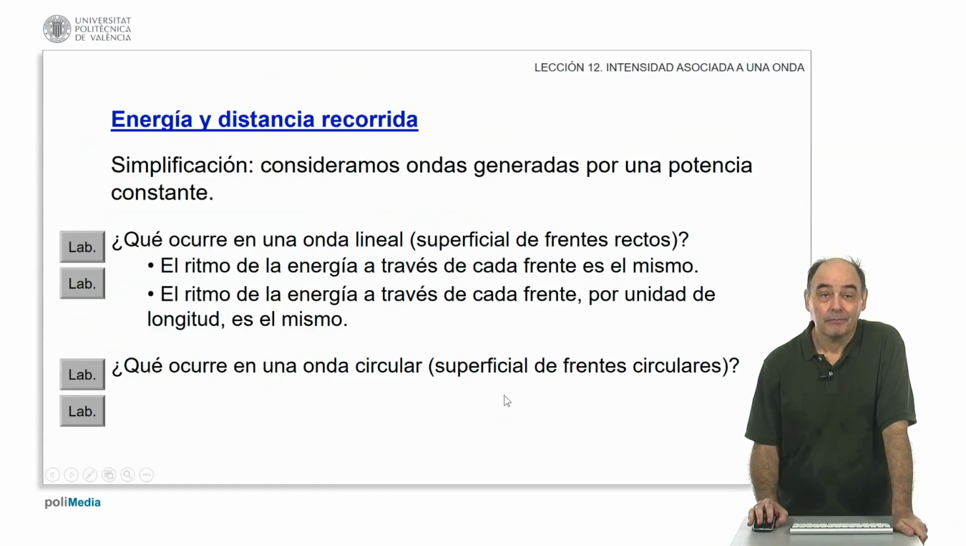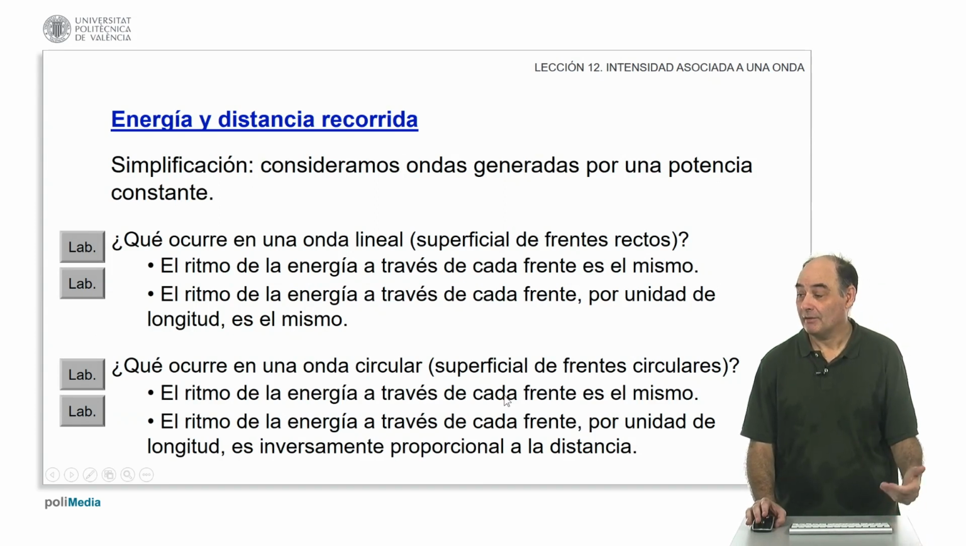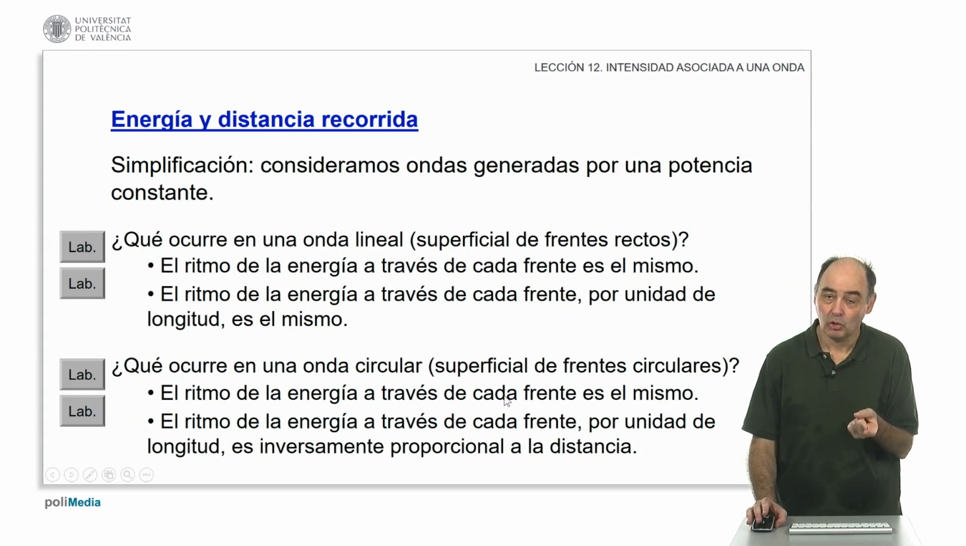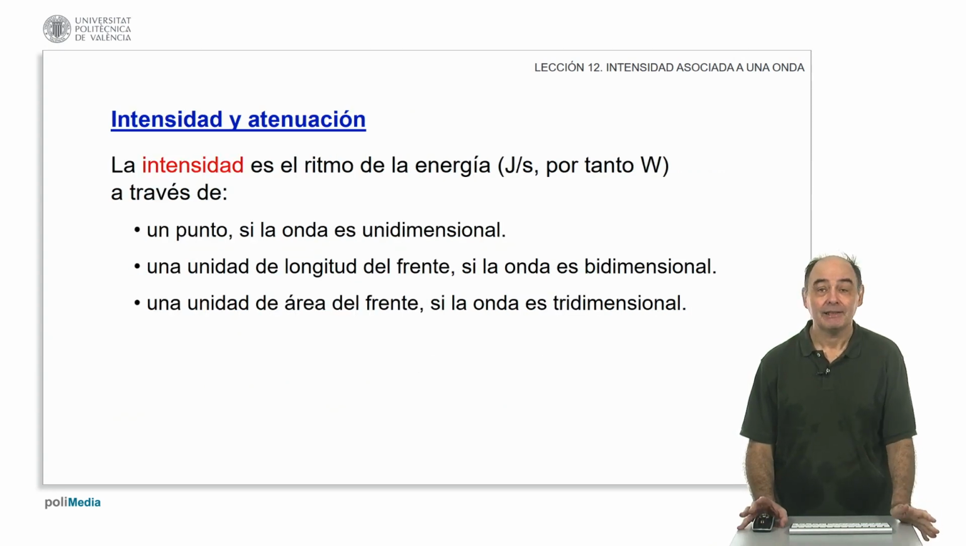Conclusion, therefore, that we have here. The rate of energy through each front is effectively the same in the starting hypothesis, but we are already going to the second conclusion above. The rate of energy through each front per unit length is not constant. It is inversely proportional to the distance, and this is another particular case. There are more possibilities. This brings us to the following definitions: intensity and attenuation.